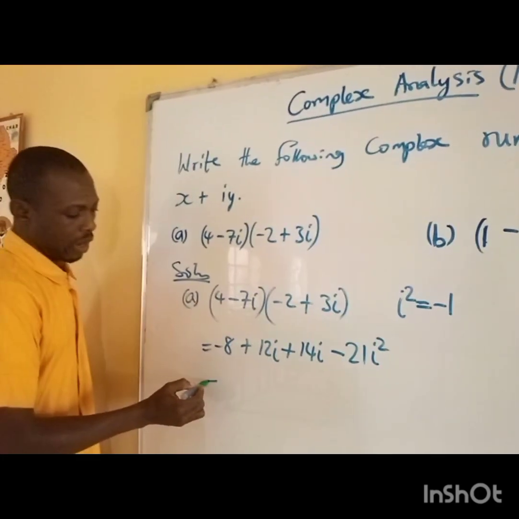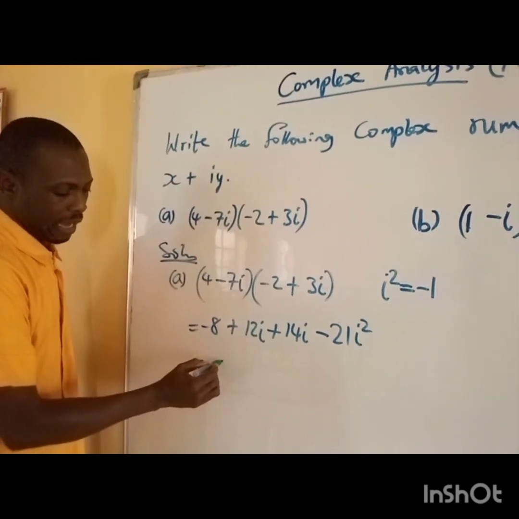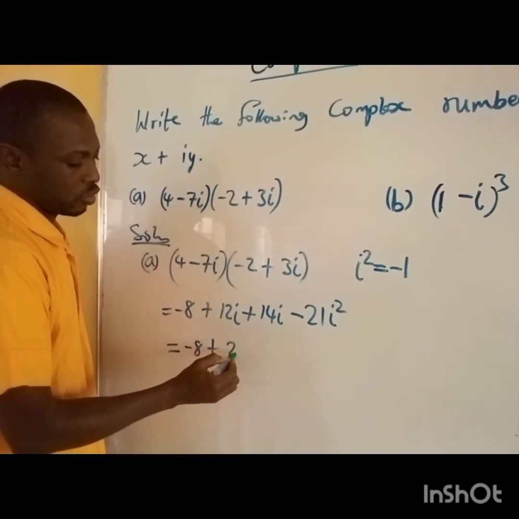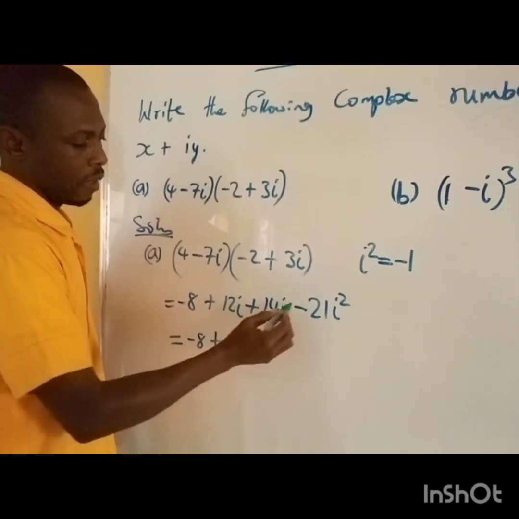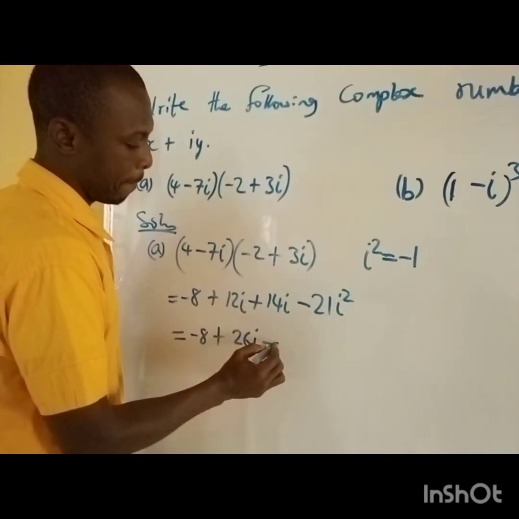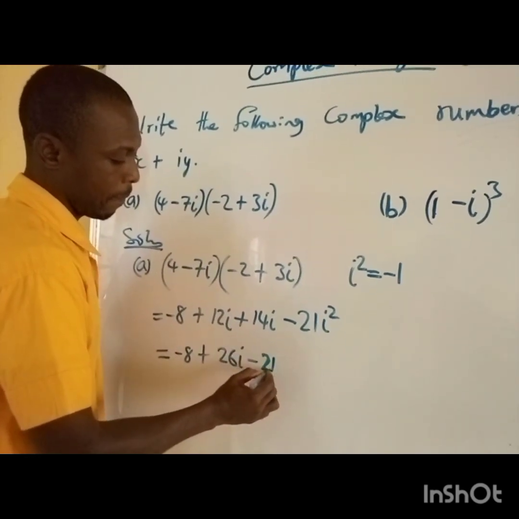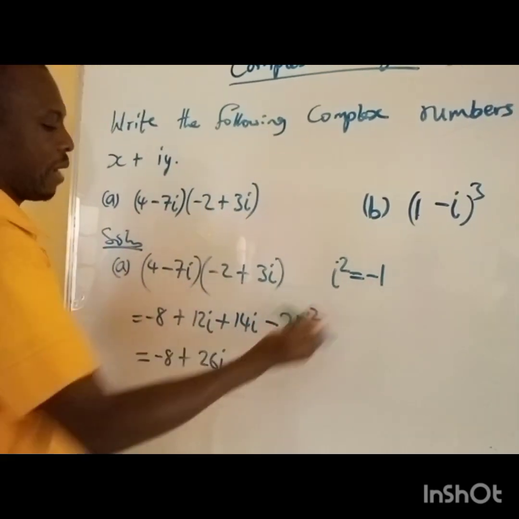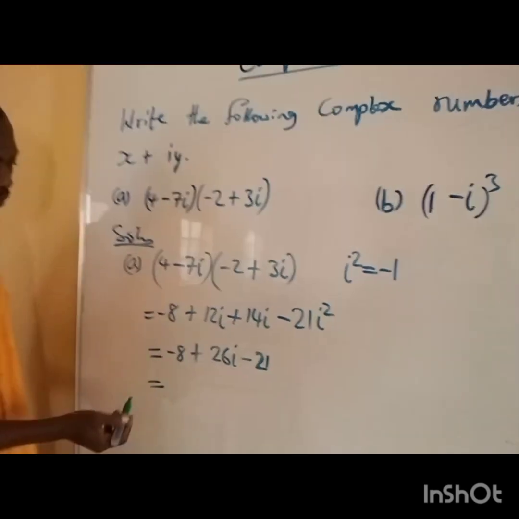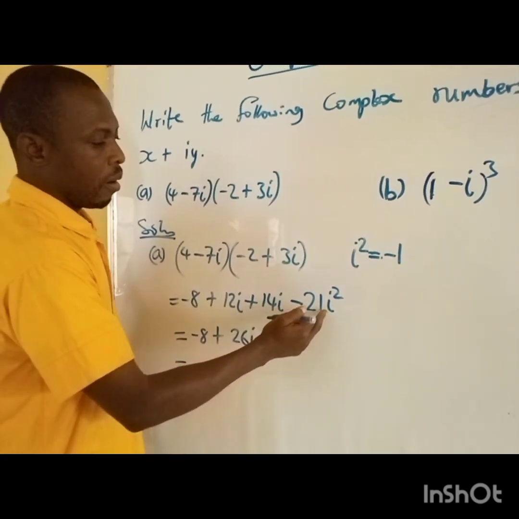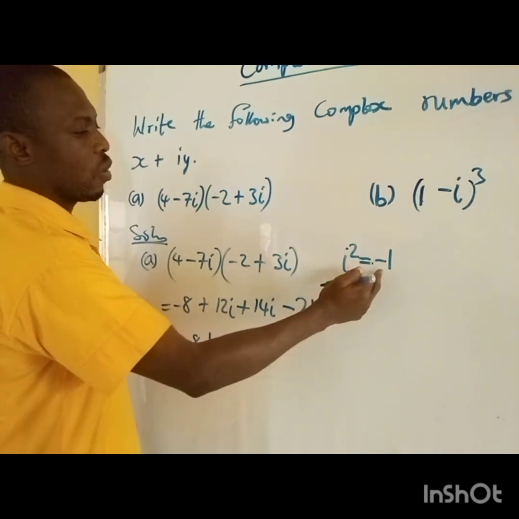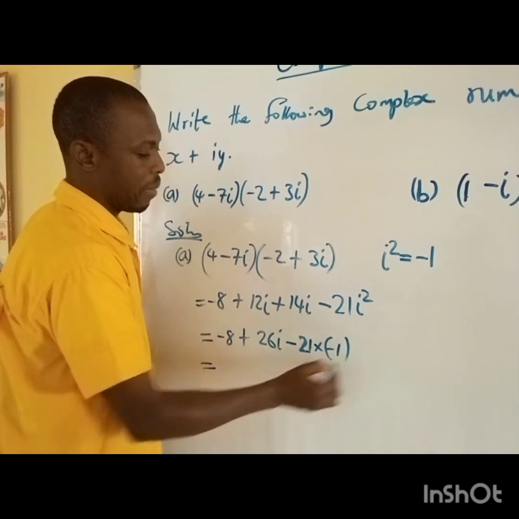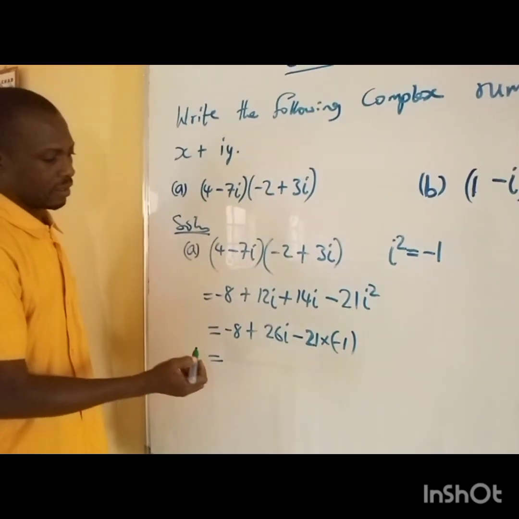Now we have minus 8 plus 12 plus 14 gives us 26i minus 21 times i squared. Minus 21 times 1 is the same thing as 21. Remember this. So now i squared is equal to minus 1. So by the time we multiply minus 1 by 21, we'll get a different sign there.